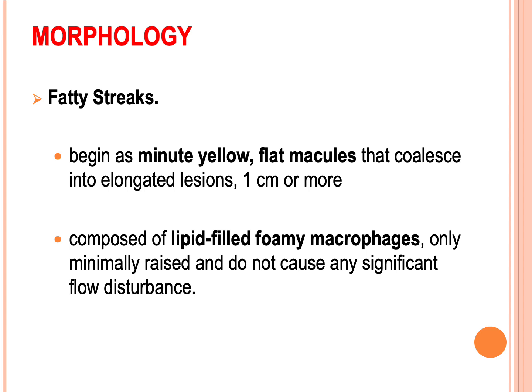Fatty streaks begin as minute yellow flat macules that can blend with each other to form more elongated lesions of 1 centimeter or more. Because those lesions are small and minute, even if they cause little elevation within the vascular wall, they won't cause any significant flow disturbance. Fatty streaks are composed of lipid-filled or stuffed foamy macrophages, so those macrophages engulf lipids.